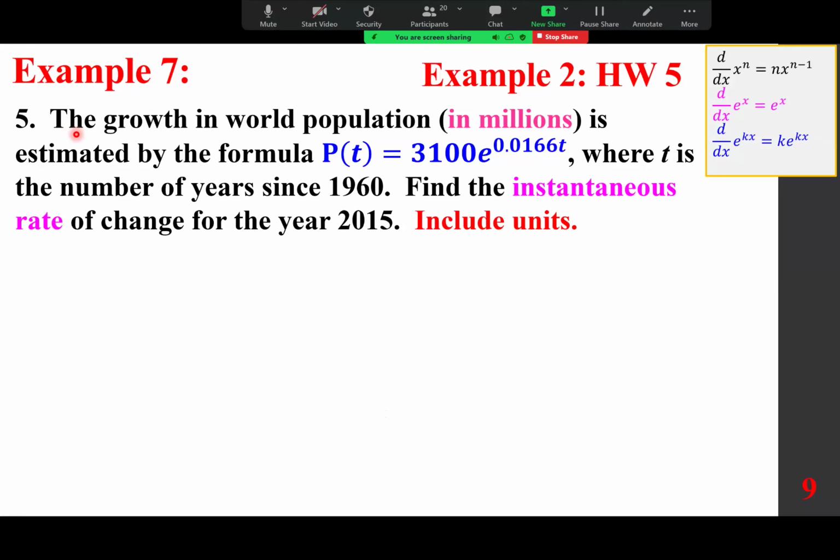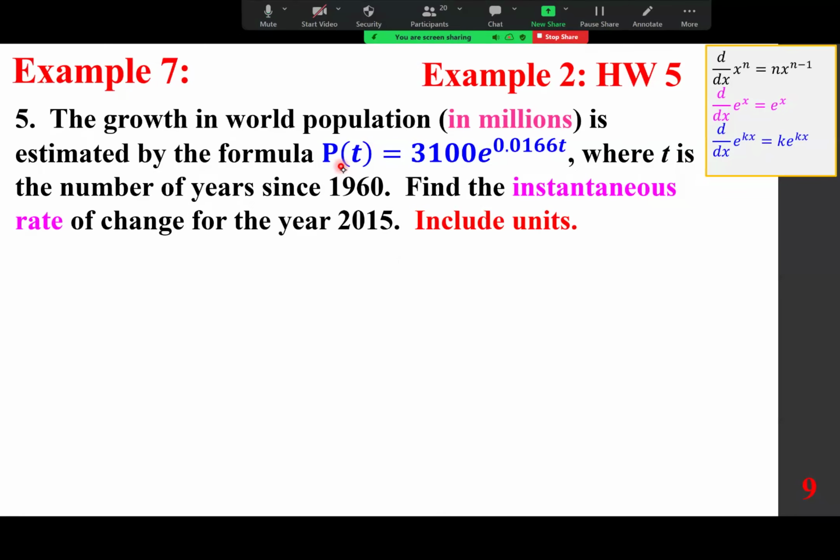Example 7. The growth in world population in millions is estimated by the formula P of t equals 3100 e to the power of 0.0166t, where t is the number of years since 1960. Find the instantaneous rate of change for the year 2015, include units. First and foremost, if they want the population in 2015, you look at the difference, which is 55, you plug it in. They want the rate at one point in time, that means instantaneous. Even if they don't mention it, that means differentiate.